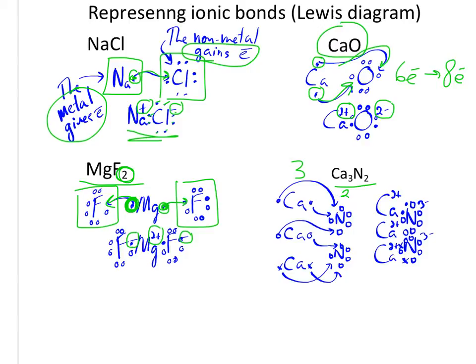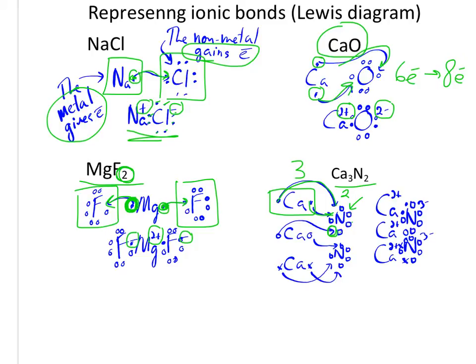So let's go like this. Calcium can give 1 here and 1 here. Now, this calcium is done. The metal gave all its electrons away. But that nitrogen is not okay. Now it has 1, 2, 3, 4, 5, 6, 7. There's still a spot here that's empty.